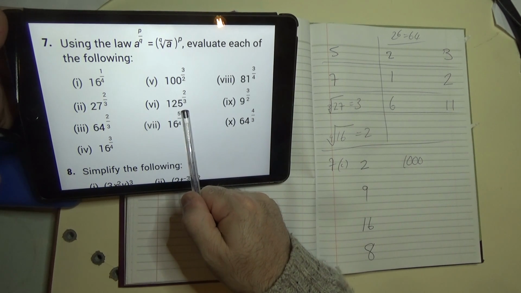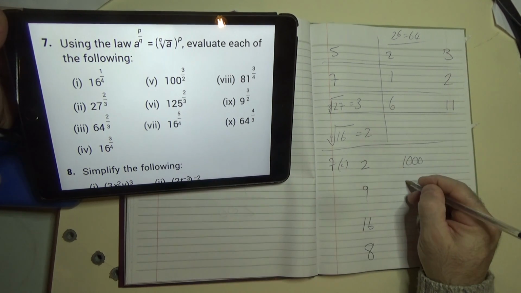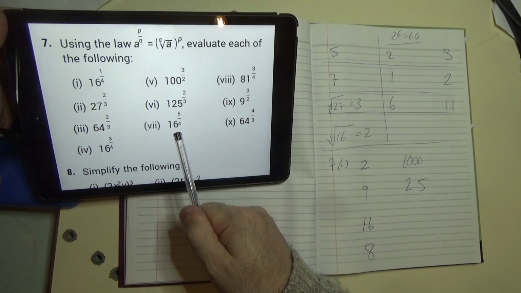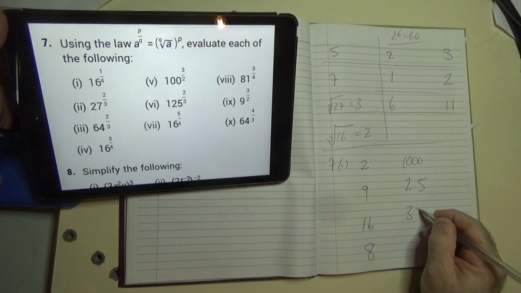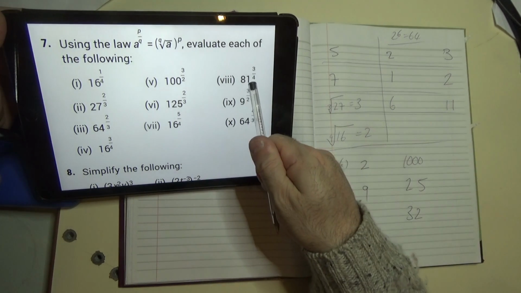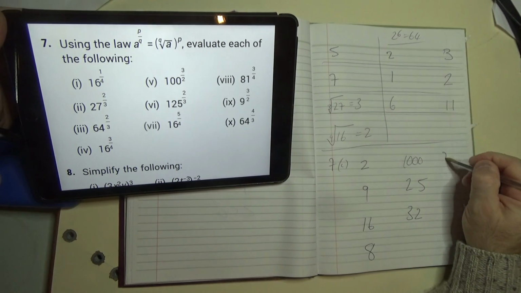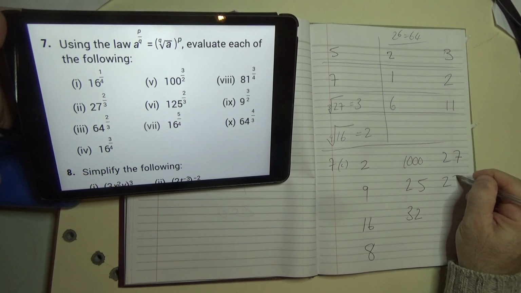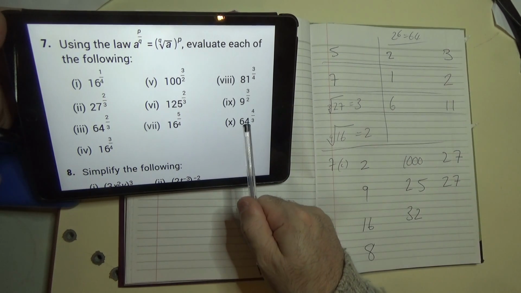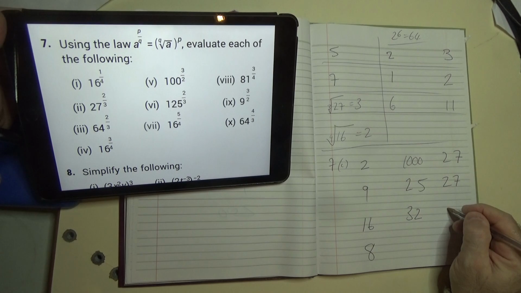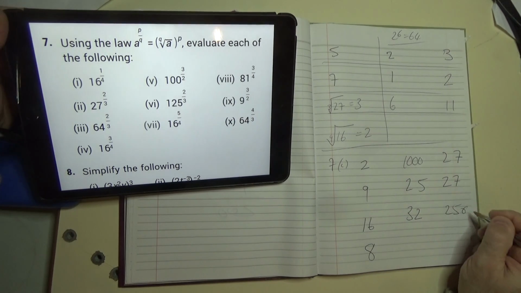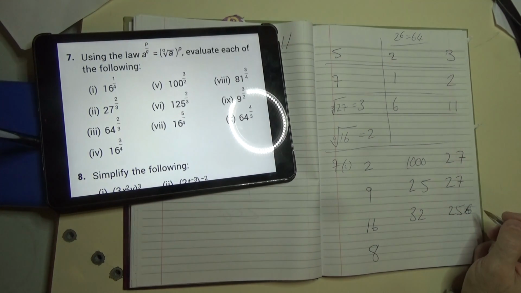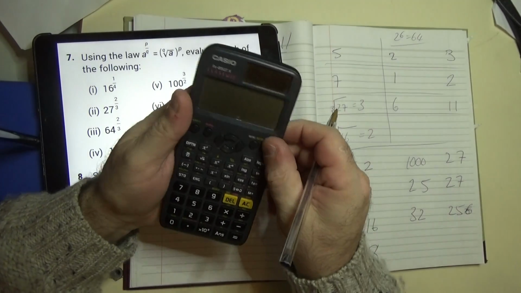125 to a third, the cube root, is 5. 5 squared is 25. 2 to the 5 is 32. 3 cubed is 27. 4 to the 4 is 256. We learned that today. Check it really quick.